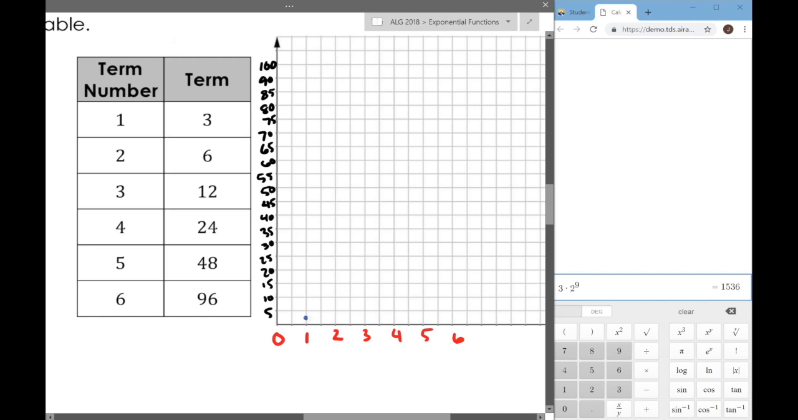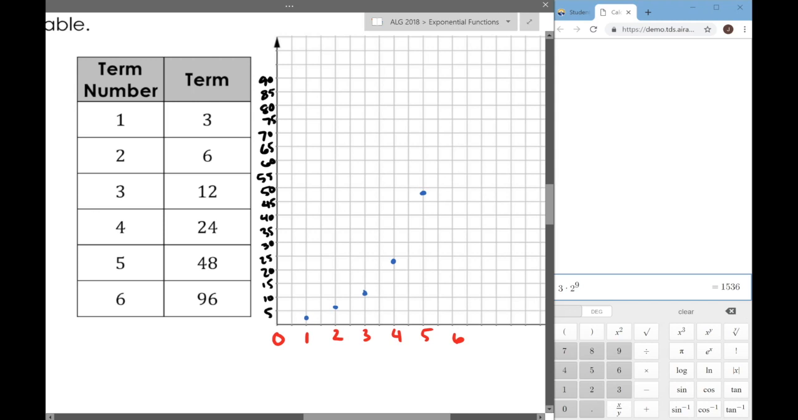So 1 and 3 would be somewhere low, so about right there. Next one is 2 and 6, so it's going to be a little bit higher. Okay, and then we have 3 and 12. So as you can see, this is going up a little bit. Then we go to 4 and 24. So a bigger pickup. Then 5 to 48. And 6 to 96.